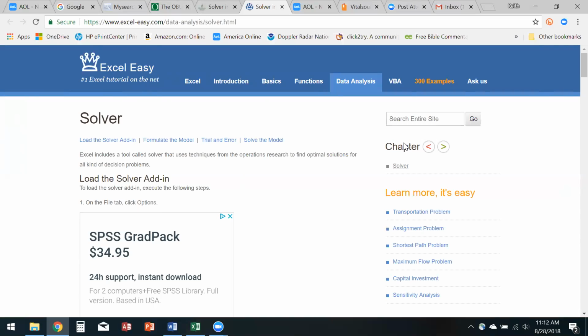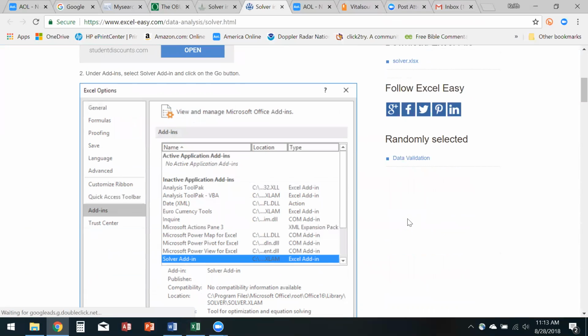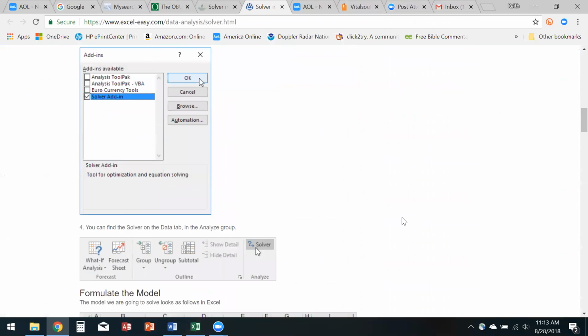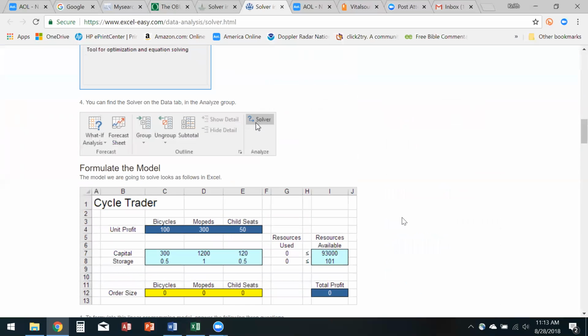Now, YouTube has some great stuff. And I often will say, hey, go over to YouTube and take a look, and you'll see someone who's posted something very well. Well, here's the Solver, and they talk about the Solver, and they show us some transportation problems, shortest path, capital investment. They give us some examples of how to do the add-on. And they show us formulating a model.